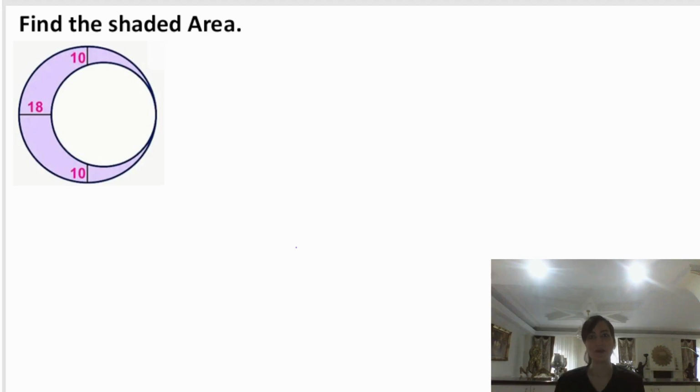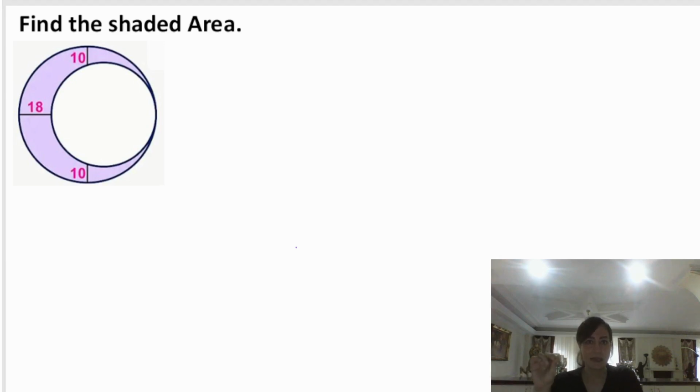Okay, first of all, pause the video and think about it. Three, two, one. Okay, it's my turn. Let's start. Here we are going to find the shaded area. We have two circles that don't have the same center.